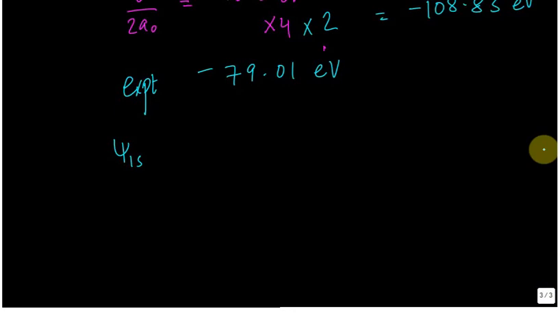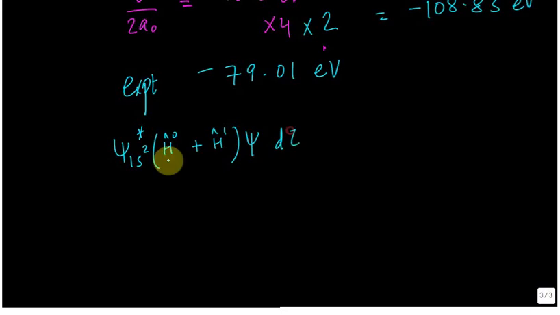So psi 1s into H0 plus H prime, psi star. I put both the electrons in 1s. You know from the Pauli principle that you can accommodate two electrons in one level. And then I can break this up into two different problems since we are using linear operators.